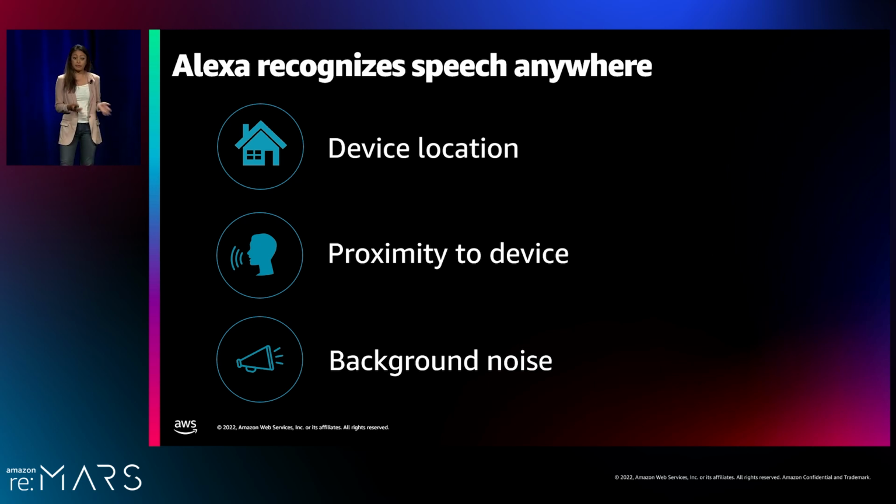So we think about the device location. Where is the device in your home? What room is it in? And what acoustic environment is around that device? We think about proximity to the device. How far or how close is the speaker speaking to the device? And we also think about background noise, which can be quite dynamic in the house.